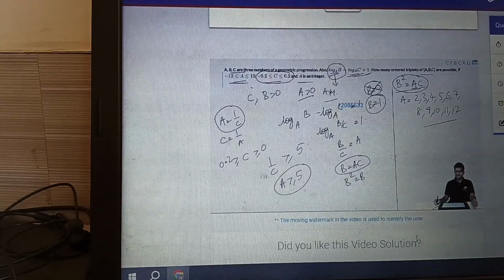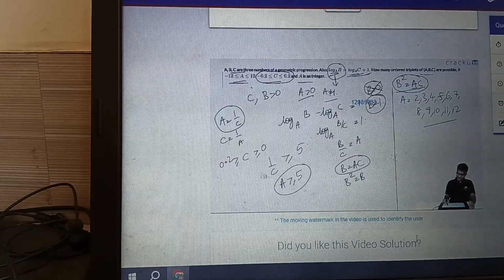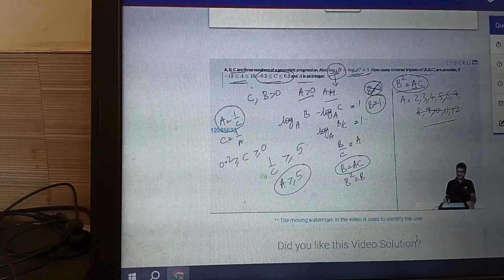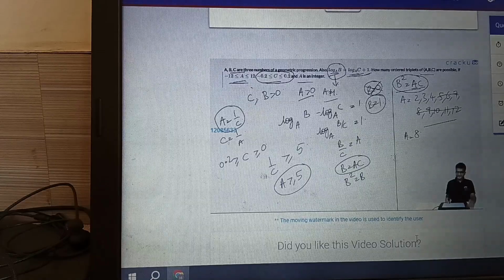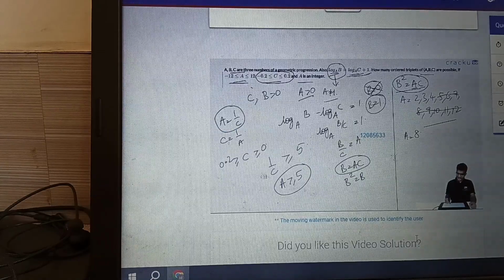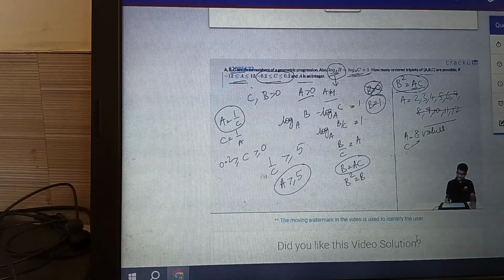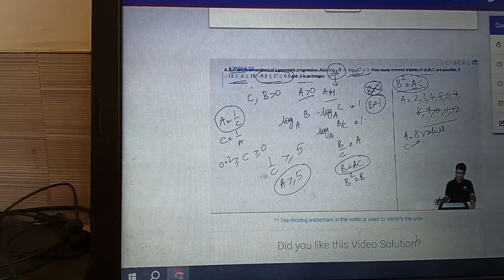How many values of A are greater than or equal to 5 in the given range? This will be 5, 6, 7, this is 3, 8, 9, 10, 11 and 12, this is 5. So the total number of values that A can take will be equal to 8. For each value of A, we will be getting a respective value for C, which is equal to 1 by A, and B is constant, B is equal to 1. So the number of triplets that are possible is 8.